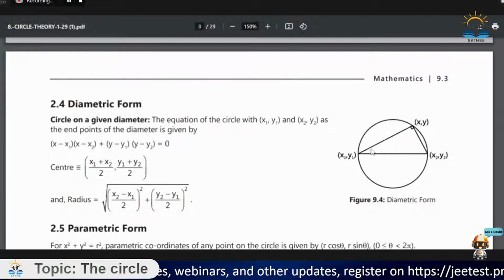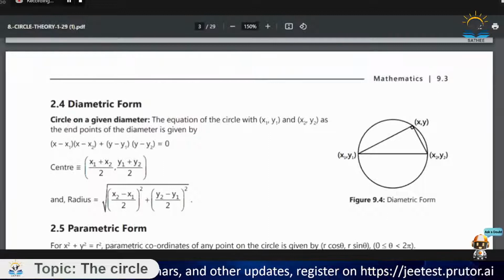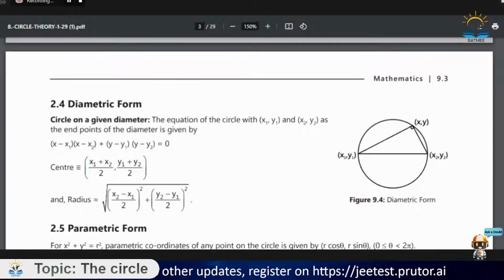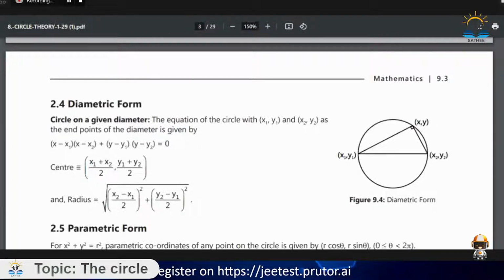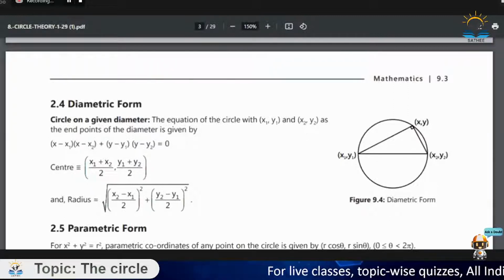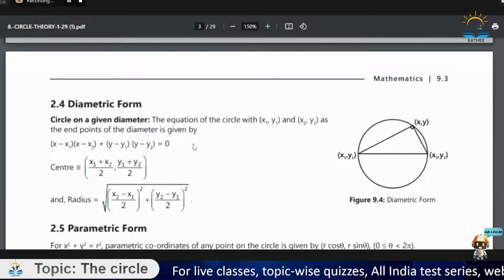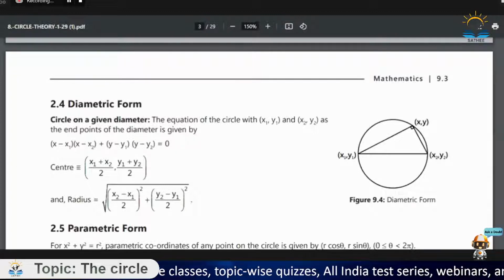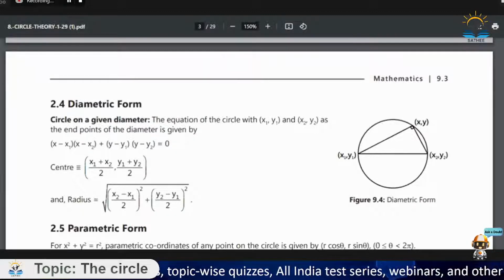So by this property, we take an arbitrary point (x, y) on the arc of the circle, and we have two diametrically opposite points (x1, y1) and (x2, y2). The slope of one line is (y minus y1) upon (x minus x1), and the slope of the other line is (y minus y2) upon (x minus x2). We multiply the slopes, m1 into m2 is equal to minus 1, and after multiplying we get this form: (x minus x1) into (x minus x2) plus (y minus y1) into (y minus y2) is equal to 0.